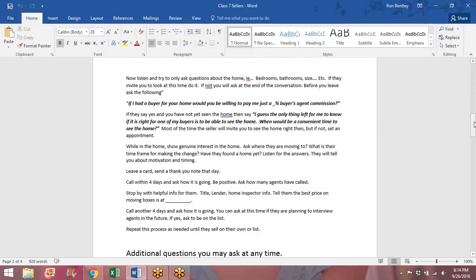This, again, is not a listing presentation. You're not going to list their house at this moment. You're just going to show interest in the house. They're going to show you features. When you walk into a room, you might say, oh, this is a very nice room. How do you use this room? If it's not evident, oh, it's a bedroom, this is a kitchen, but, oh, you have a fireplace in here. Do you guys use that very often?